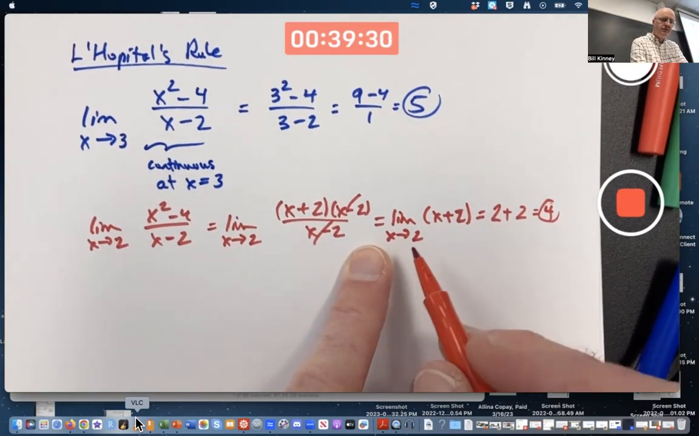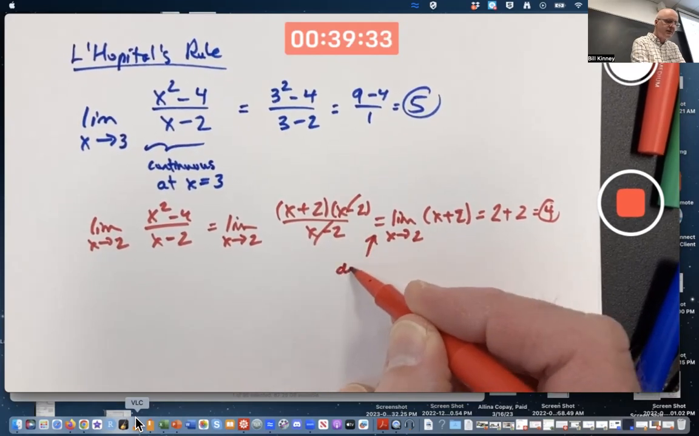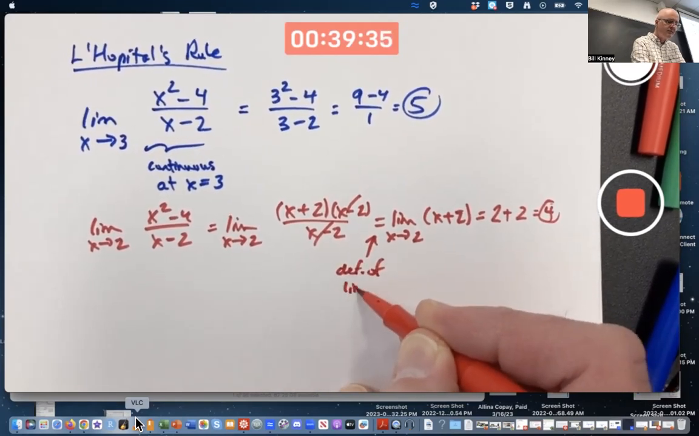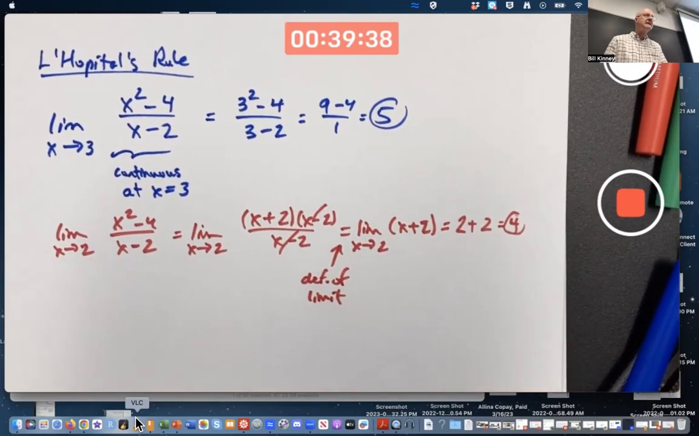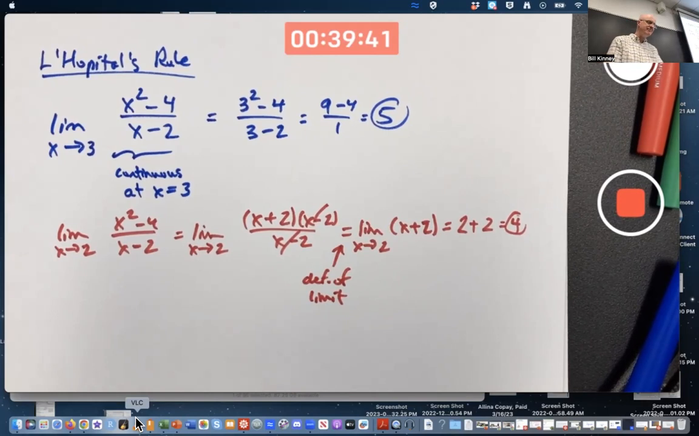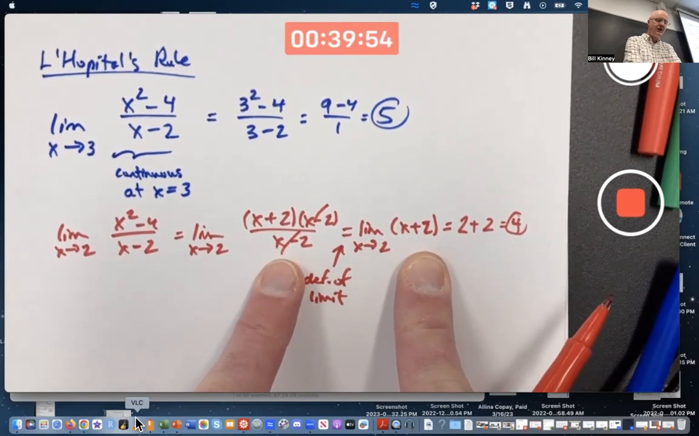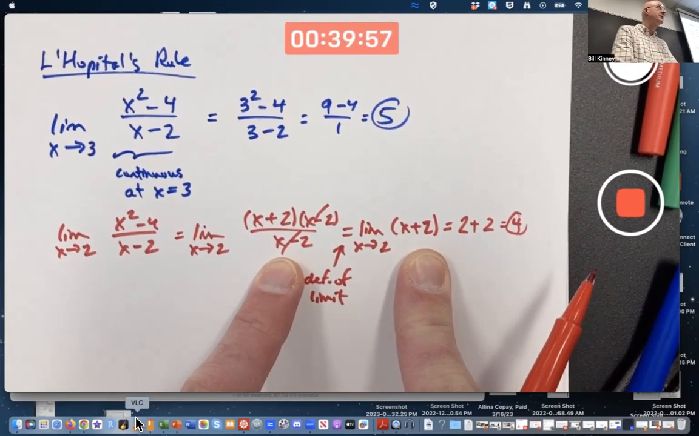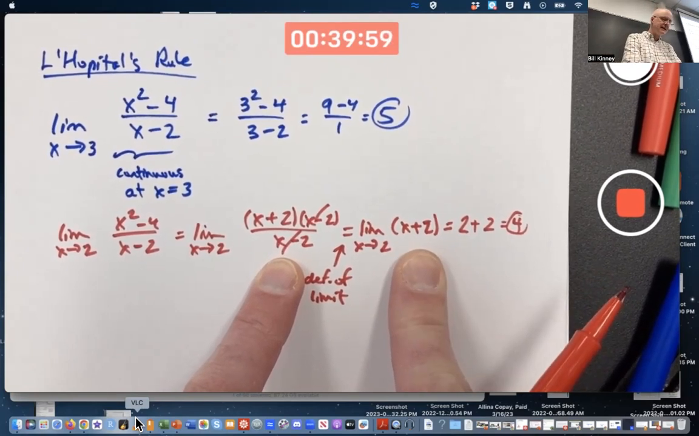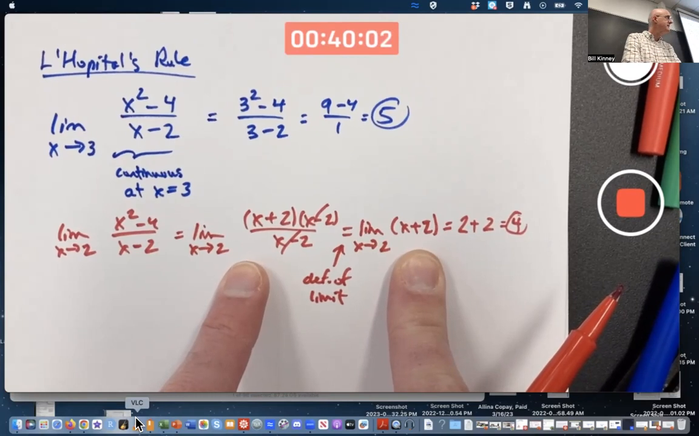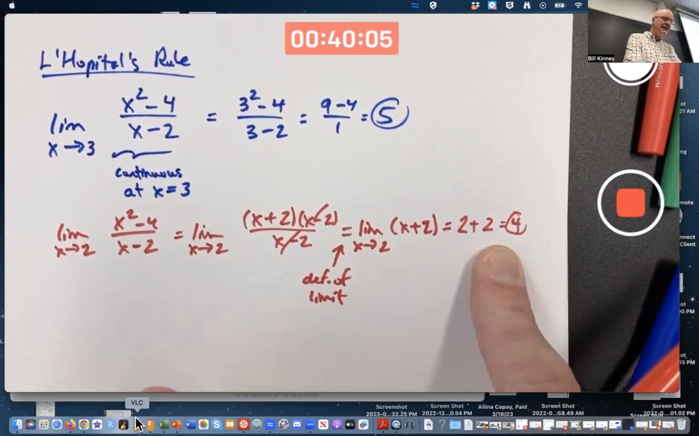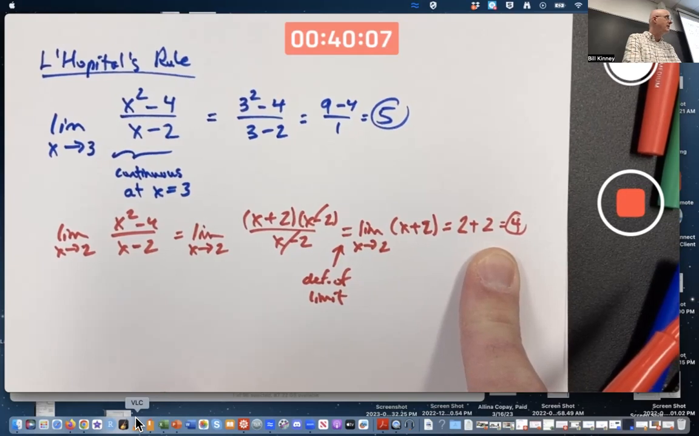Why does that equality work? It's based on the definition of a limit. In particular, the fact that the limit is independent of what actually happens to the function at 2. It doesn't matter that this function's undefined at x equals 2. We only care about what happens to it when x is close to but not equal to 2. These two expressions, this fraction and x plus 2, are equal as long as x is not equal to 2. So if this one has the limit as x approaches 2, then this one will have the same one. And this one's a nice continuous function. It's got a limit found by substitution to be 4.